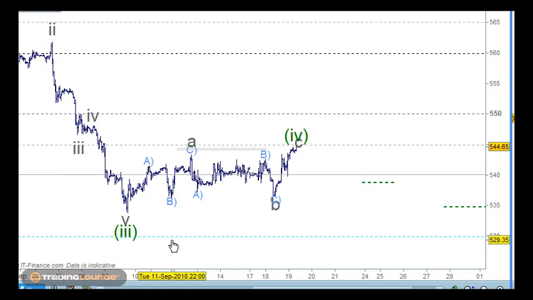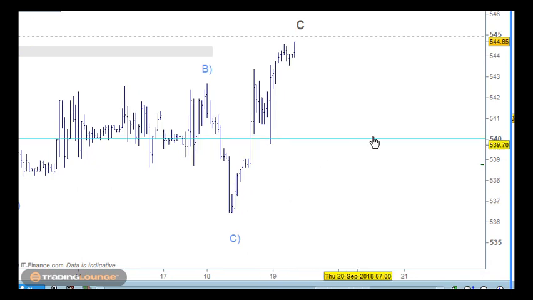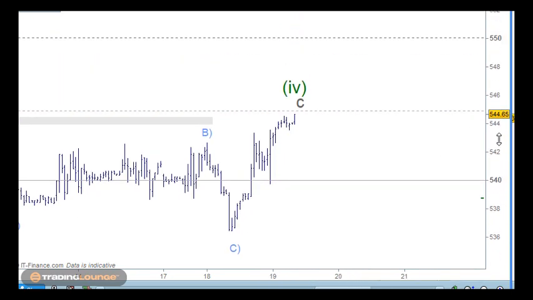So I could count this wrong here. I could count this up as 1 and 2 here, and then all of the 3rd wave up here, a 4th wave and a 5th wave here for the A wave, or even wave 1, and then an A and a B and a C here for this B wave, and at the same time we're looking for 5 waves to the upside here.